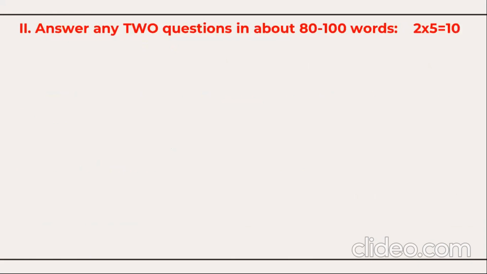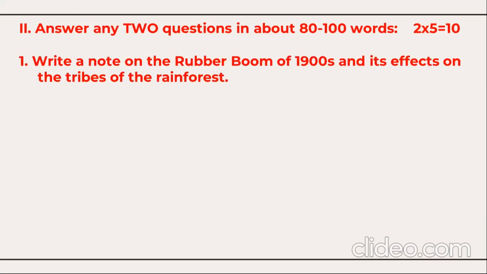Now we are moving to part 2 of section A. Out of 3 questions, you need to opt for 2 questions, each for 5 marks. Question number one, write a note on the rubber boom of the 1990s and its effects on the tribes of the rainforest.